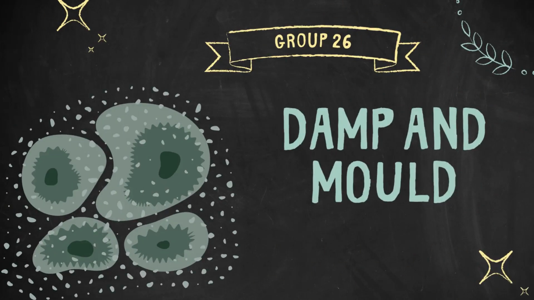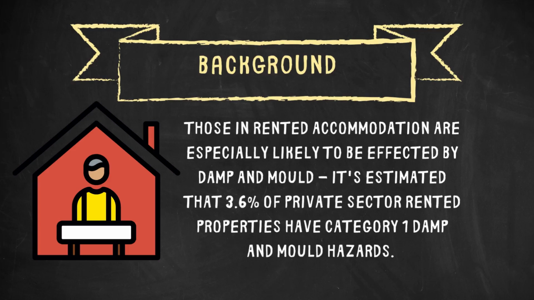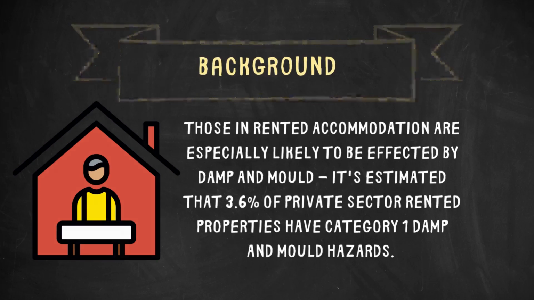Climate and native fungi here in the UK play a vital role in our ecosystems, but when they move into people's homes, they can cause serious problems. Those in rented accommodation are especially likely to be affected by damp and mould. It's estimated that 3.6% of private sector rented properties have Category 1 damp and mould hazards.